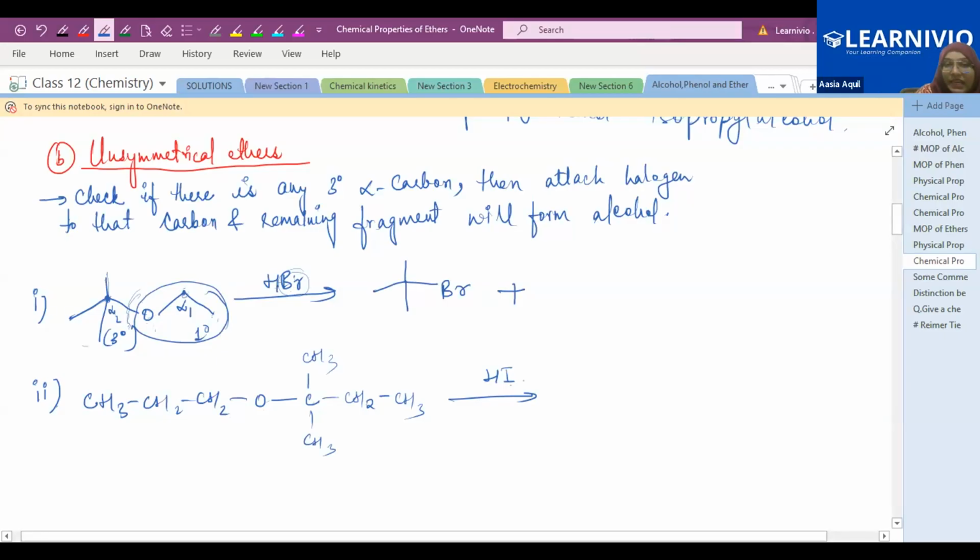So you will attach hydrogen to this oxygen and you will get ethanol over there. You will get ethanol. Is it clear? Okay, do the second one.